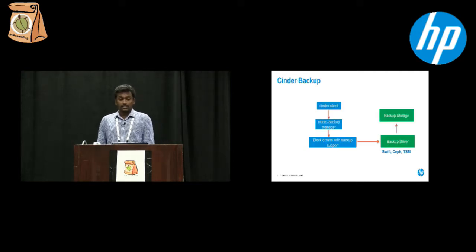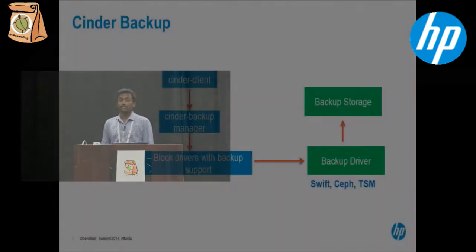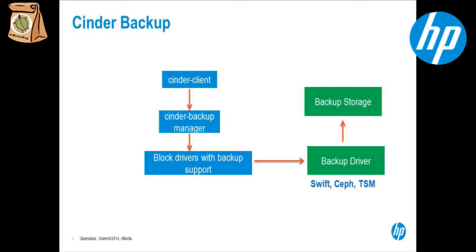And this is the Cinder backup flow. When there is a backup call from a Cinder client, the Cinder backup manager picks up the call and talks to the block driver, which has a backup function defined. The block driver, in turn, calls the backup driver, and there is a backup driver per backup service. Today, Cinder backup has 3 different backup drivers supported: one is Swift, the other is Ceph as a backend, and the third one is IBM Tivoli.